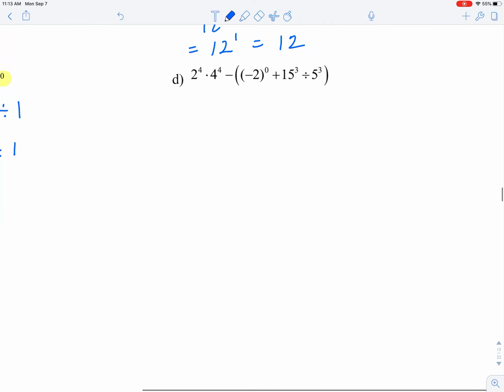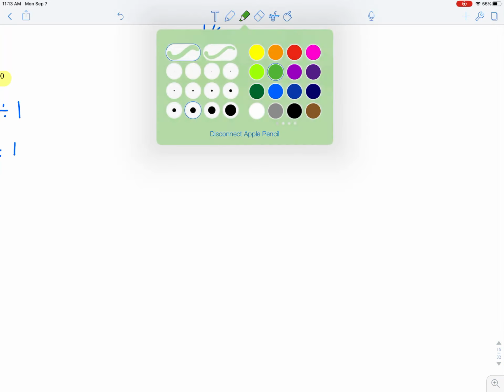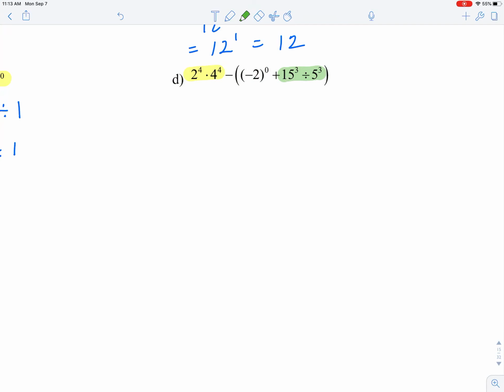Question D. We've got this term, and then we've got the bracket. And inside the bracket, we're going to have to deal with that part first that I just highlighted green. So outside of the bracket, the exponents match. So I'm going to multiply the bases to the power of 4 minus, big bracket, minus 2 to the 0 is just 1. These guys here, the bases are different, but hey, look, the exponents match. So that's going to be plus 15 divided by 5, all to the 3.